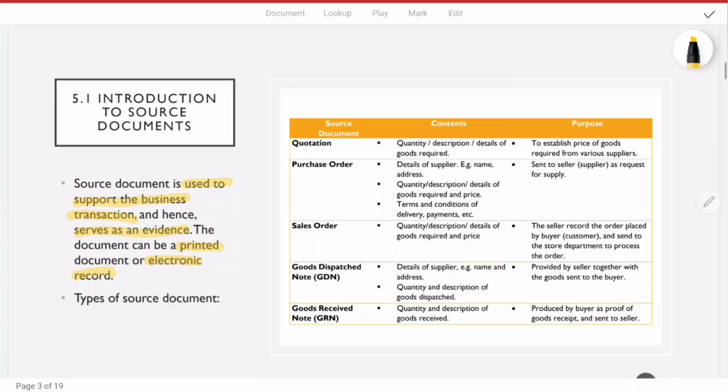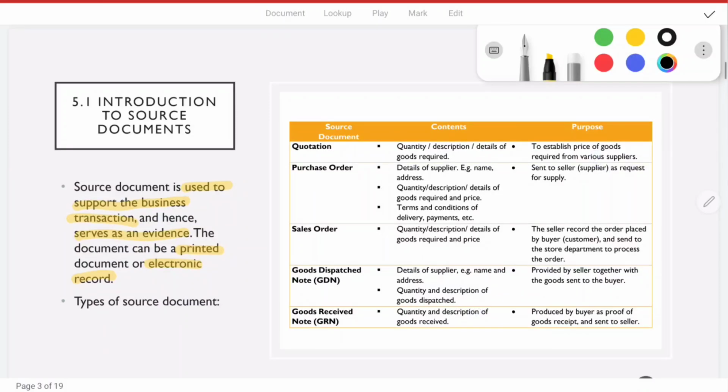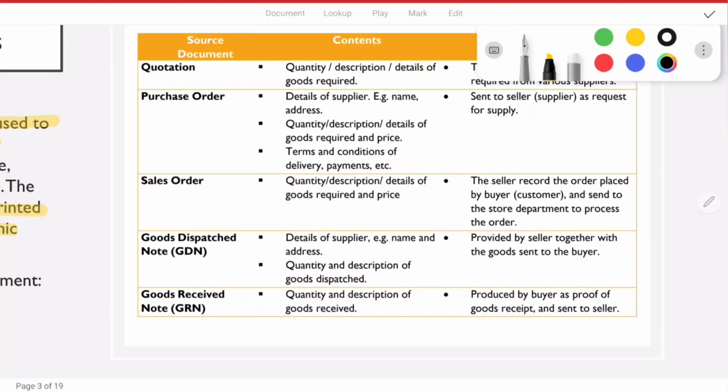So what are the different types of source document? You need to remember that not all of these source documents are to be recorded in books of accounts. Some of the documents here are for control purposes, to make sure that, for example, the quotation. Let's look together at the source documents. So these are the source documents.